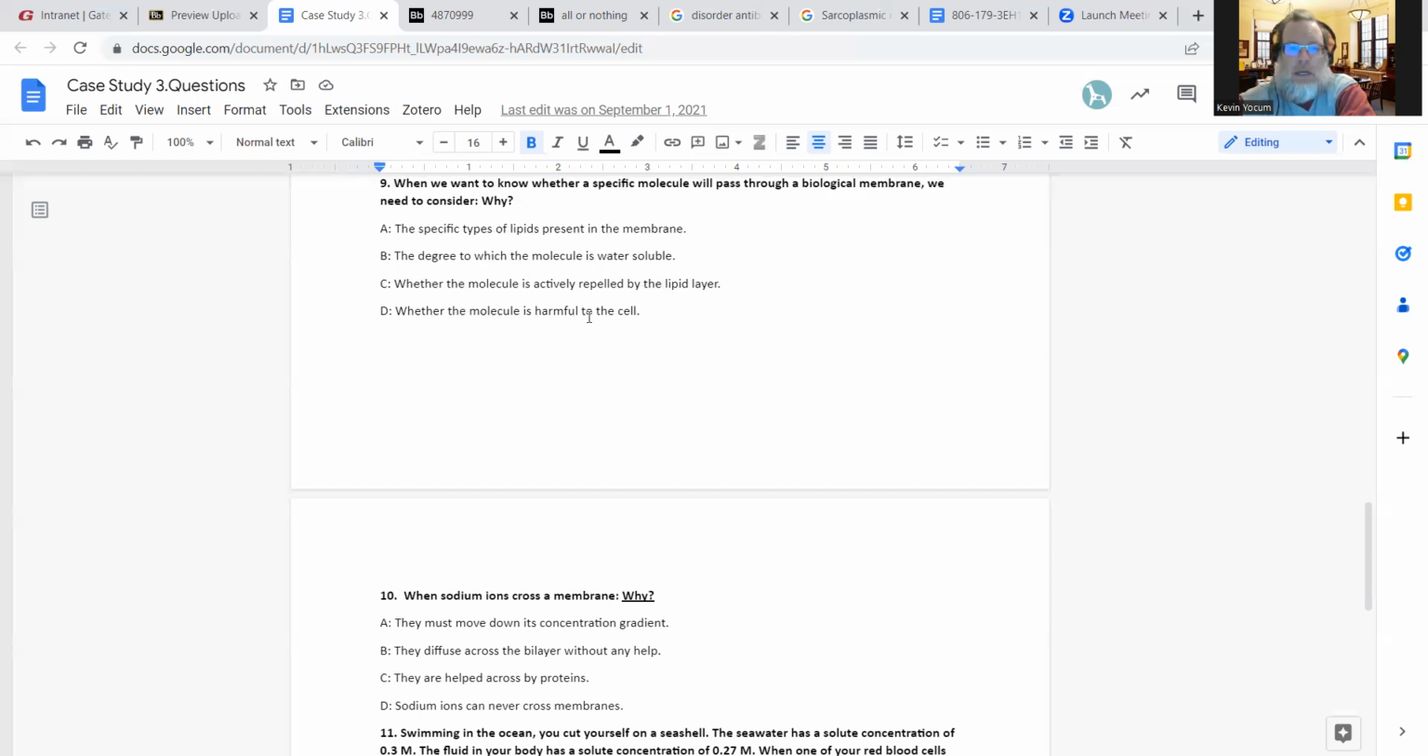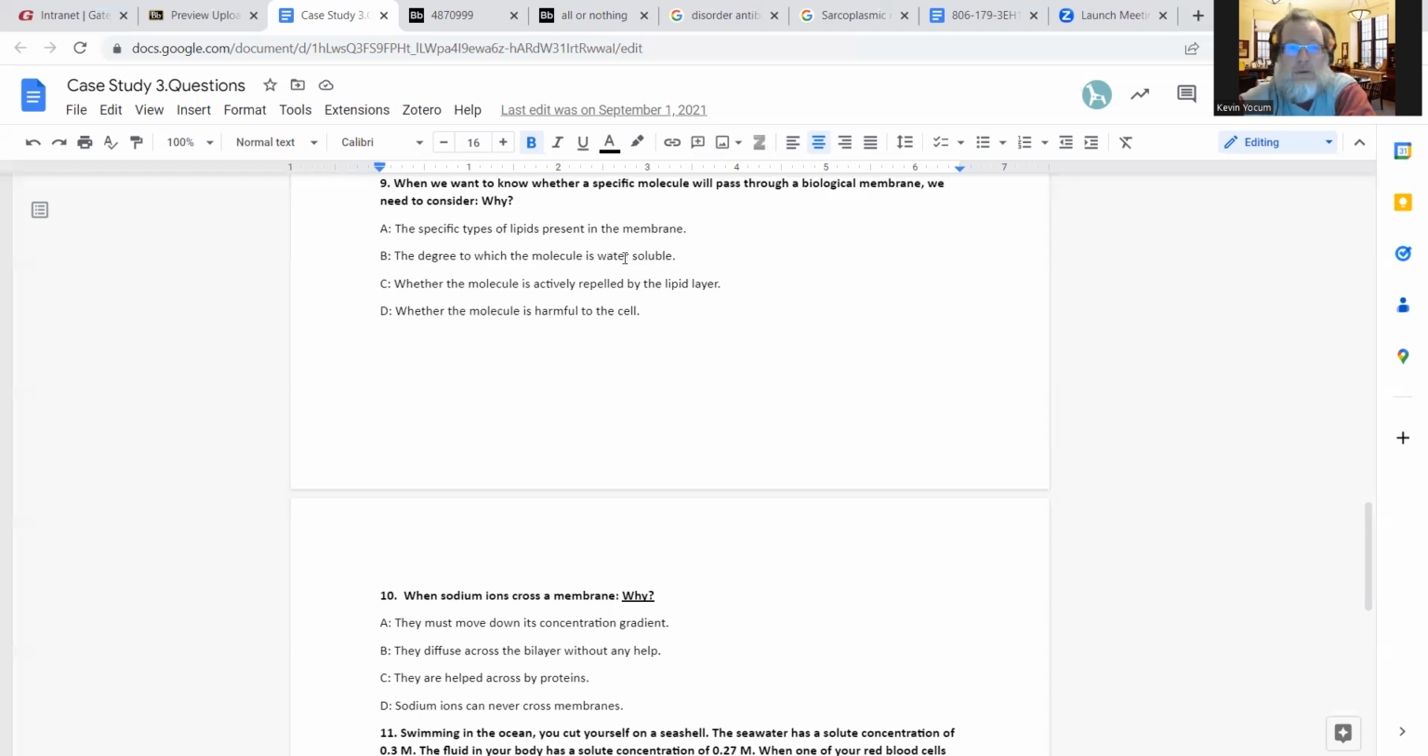Whether the molecule is harmful to the cell. Again, this doesn't really have to do with whether the molecule passes through. We know very well that harmful molecules pass through cell membranes all the time, right? Viruses, bacteria, and hopefully they don't, but they do. And the inside of the cell then has to handle it or deal with it.